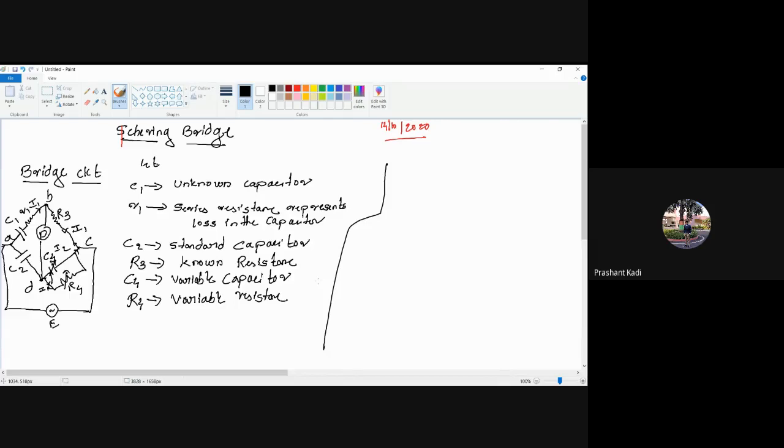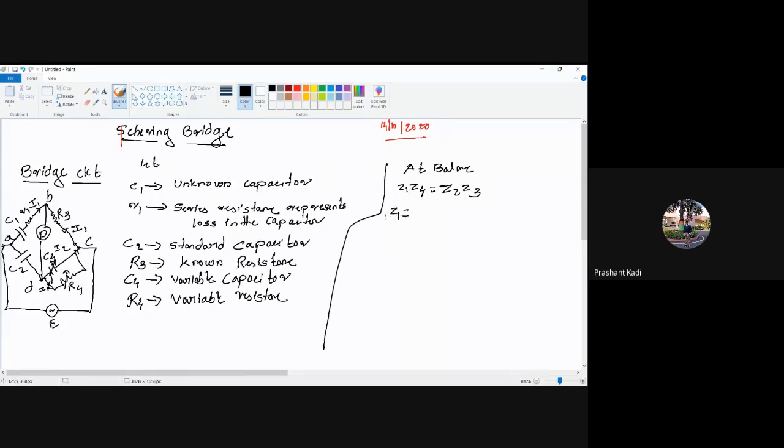Written. So at balance, what will happen? At balance, the product of opposite arm impedances is equal to the product of the other opposite arm impedances. Z1 into Z4 equals Z2 into Z3. So before that, you need to find the values of Z1, Z2, Z3, Z4. So what is Z1 here? Just tell me.